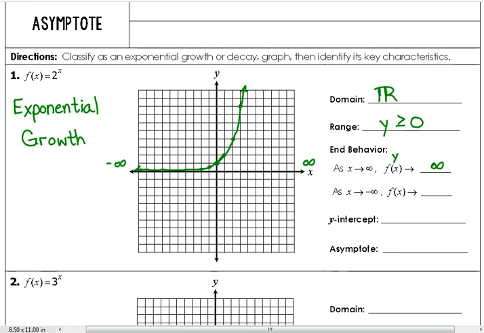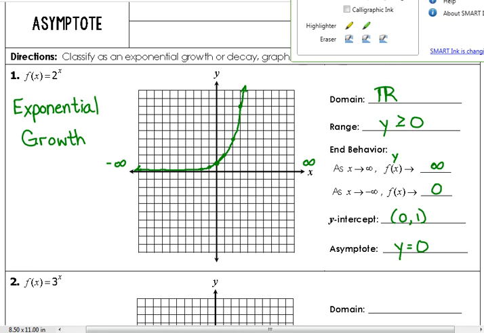As our x values approach negative infinity over here to the left, what are the y values doing? Where are they hanging out? They're hanging out at 0. They're not equaling 0, but they're getting really, really close to 0 over there. The y-intercept, we already talked about when we first graphed it. It's 0, 1. And our asymptote here is y equals 0. That's true as long as it's just b to the x, where we don't add or subtract anything; the asymptote's always going to be y equals 0.